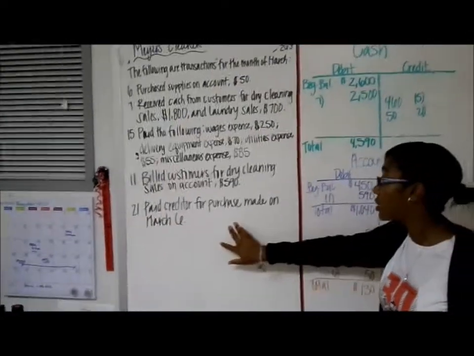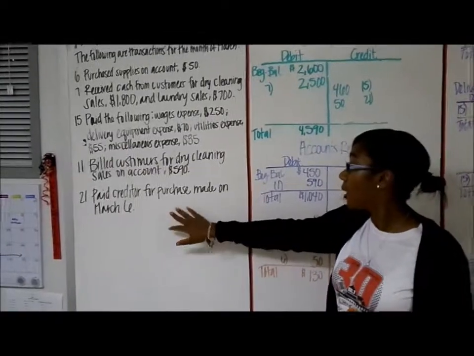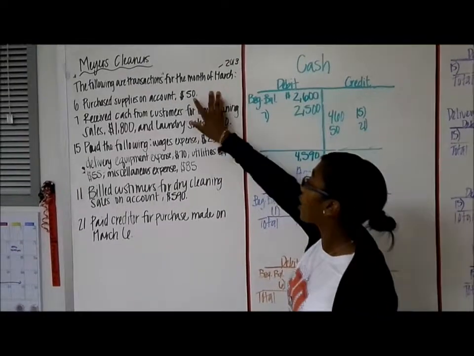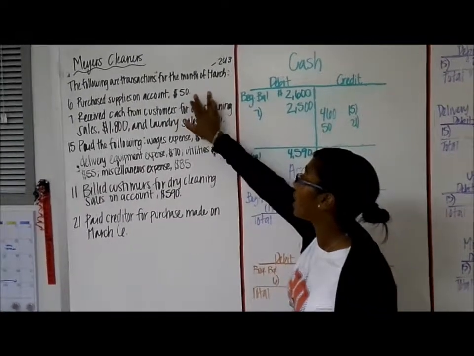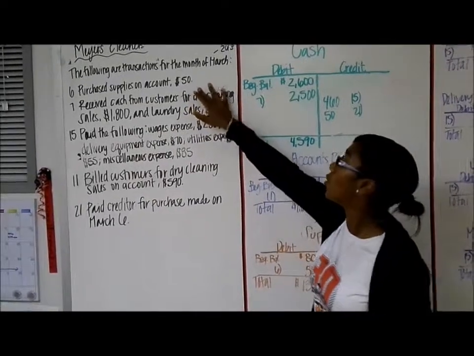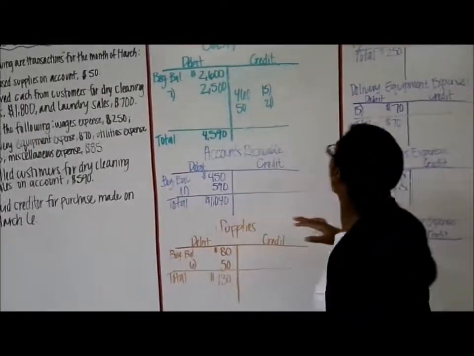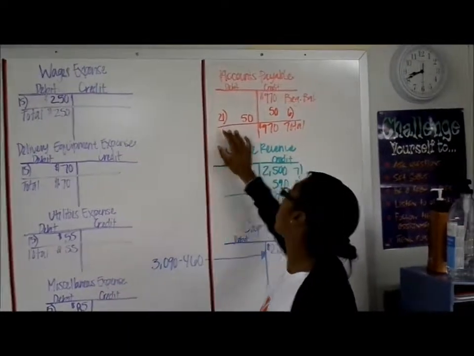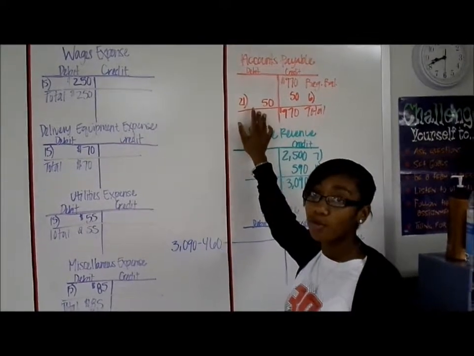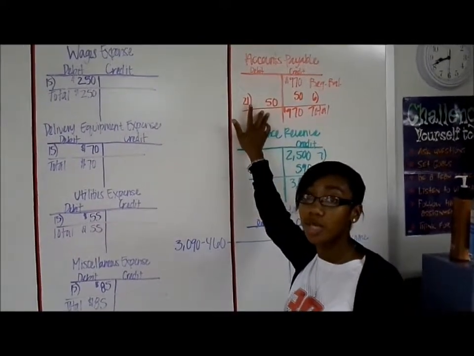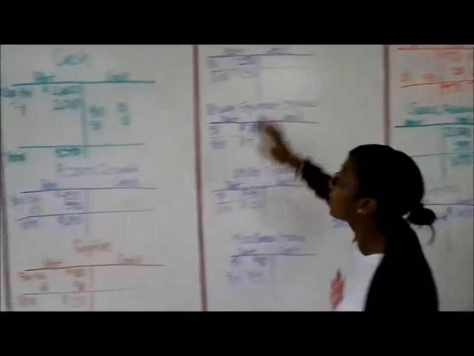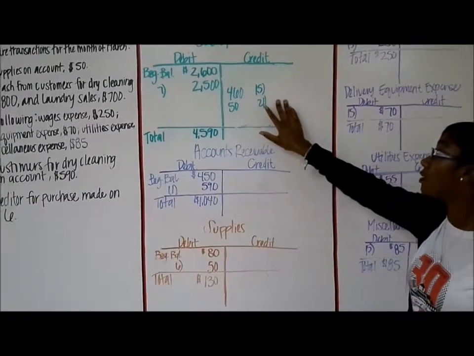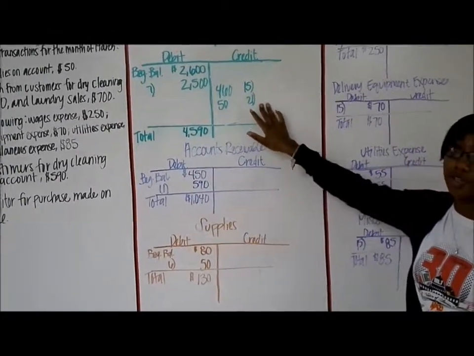And then the last transaction said that on March 21st, you pay the creditor for the purchase you made on March 6th. If you remember, the transaction for March 6th said that you purchased supplies on account for $50. So for this one, you paid your creditor, so you would debit your accounts payable account for $50 because you no longer owe that amount to your creditor, and you would credit your cash account for $50 because you're taking that amount out of your cash account to pay your creditor.